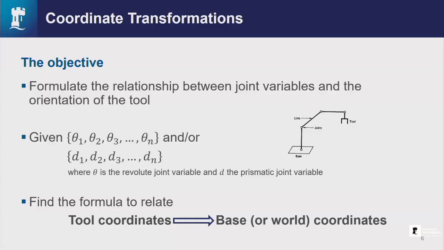So that's the coordinates of the tool that we want to position in space with respect to the base or world coordinate system. So we configure our robot, we set all the joint angles: where is the end of our robot located in space, and how is that position related to its fixed base coordinate system.